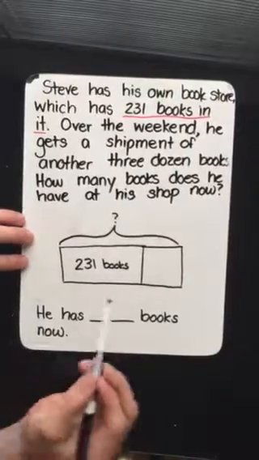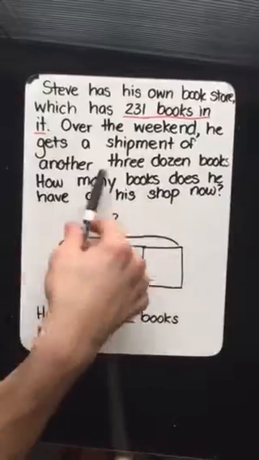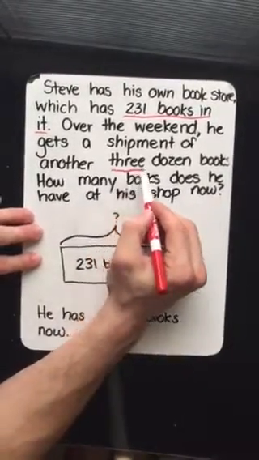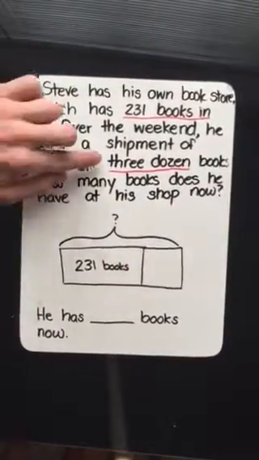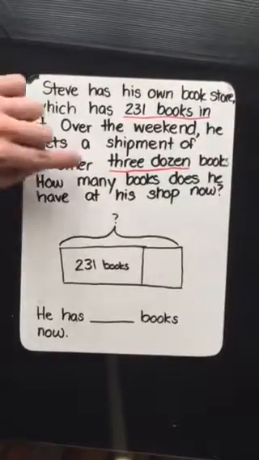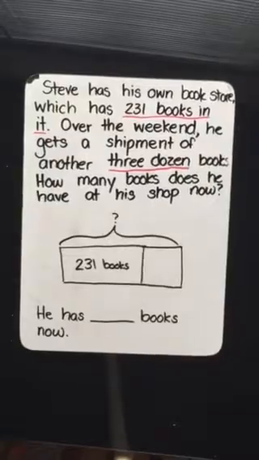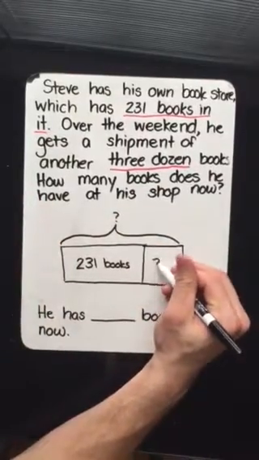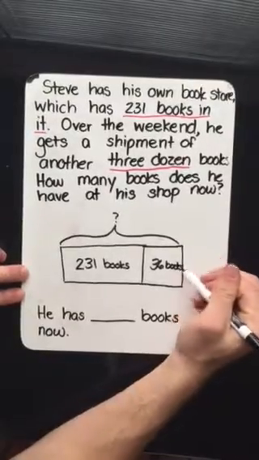Either way. On this side, I need to figure out how much we're adding to that. Well, it says over the weekend, he gets a shipment of 3 dozen books. Our math program will do this sometimes. It will test your knowledge of other things. For example, here, you have to know how much a dozen is to realize how much 3 dozen is. Well, we know that a dozen is 12, so if we have 3 dozen, we have 36 books. So we need to add 36 more books.